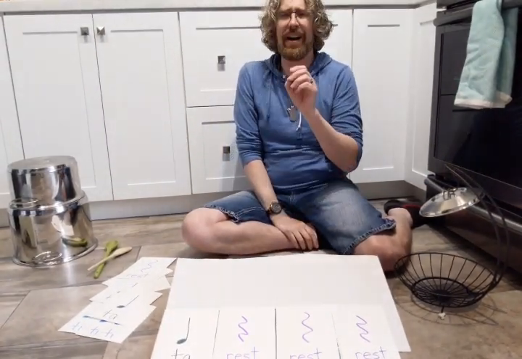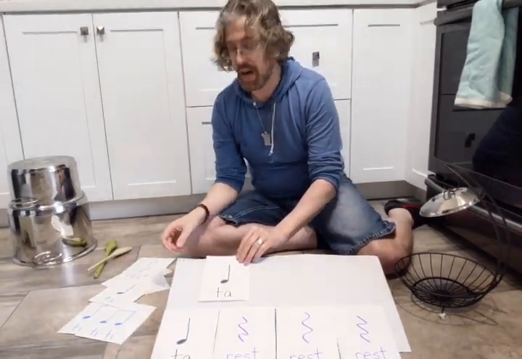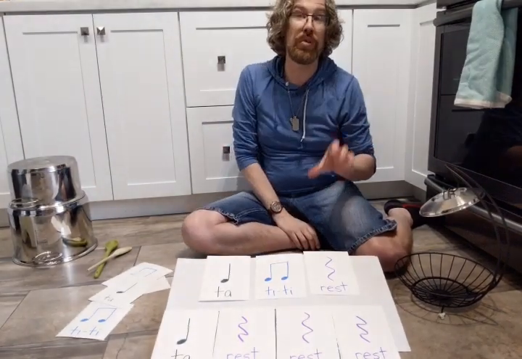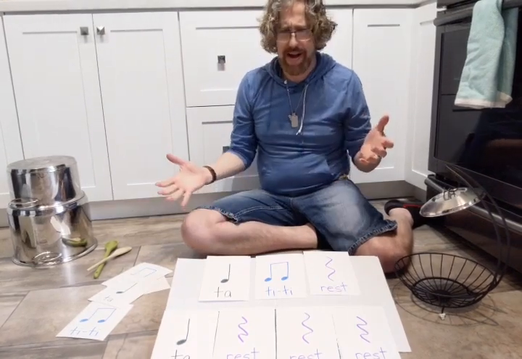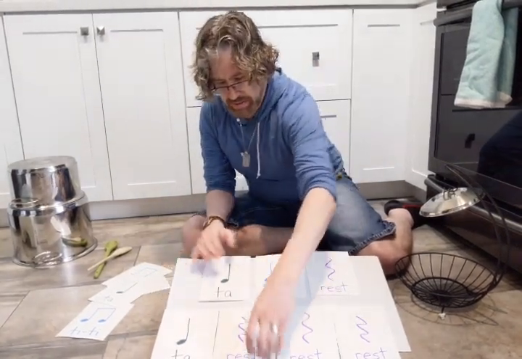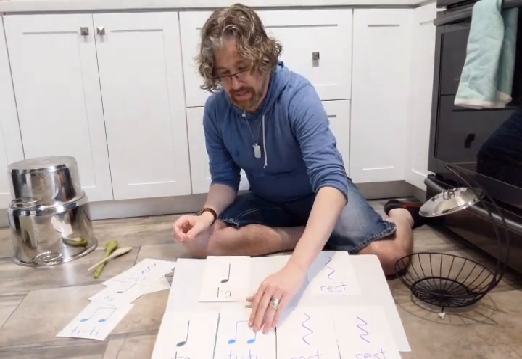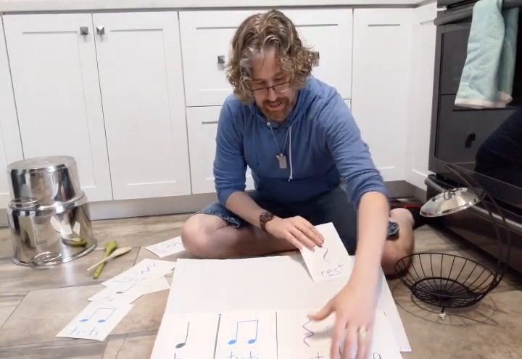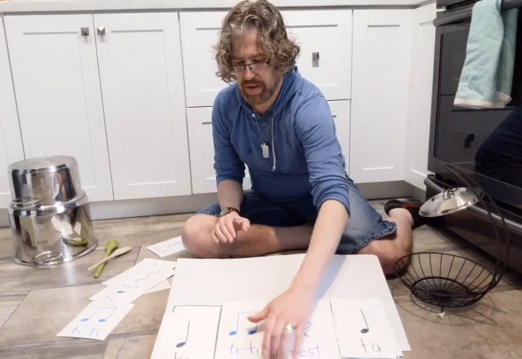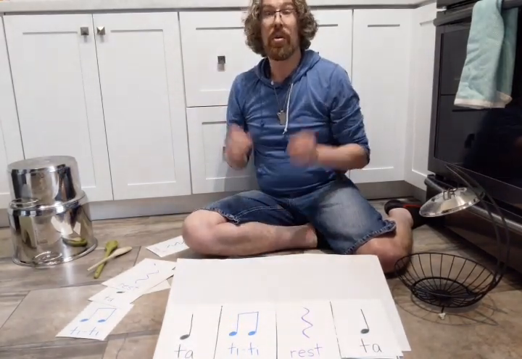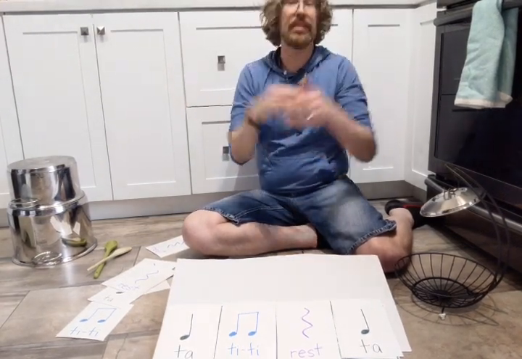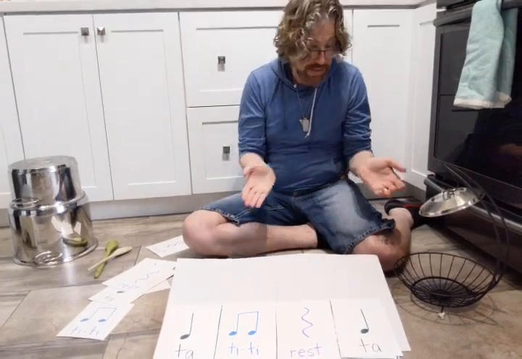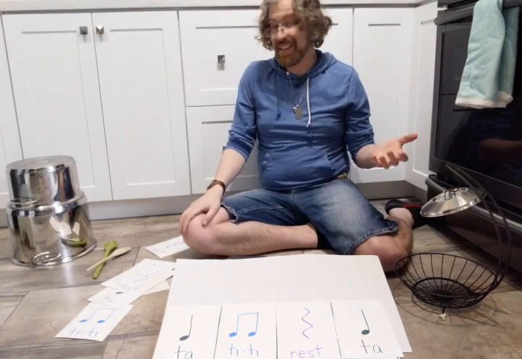Okay. Now that we have all of these different kinds, now that we've got tas and TTs and rests, let's put them together to create our own rhythm ostinato. Let's go, and we'll go TT there, and then maybe a rest, and then a ta. There we go. Let's give that one a try. Ready? One, two, here we go. Ta, ti, ti, rest. Ta, ti, ti, rest. Ta, ti, ti, rest. And that's that. And so that's all there is to it.